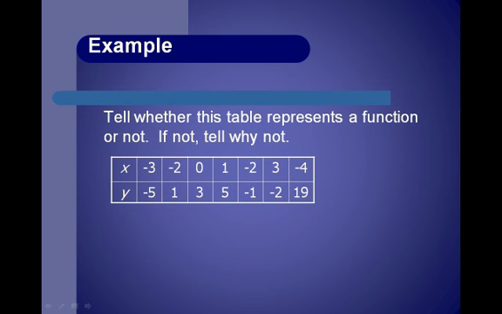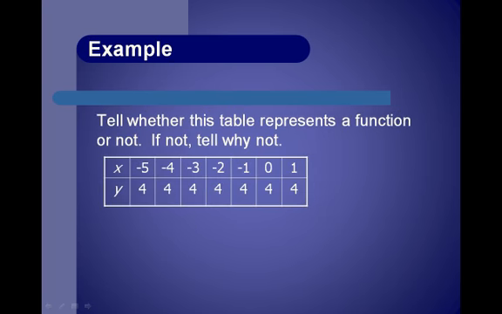Well, you notice on this one, we actually have the same x value repeated twice. The first time the x value is negative 2, the y value is 1. The second time the x value is negative 2, the y value is negative 1. Therefore, this one is not a function because the x value negative 2 had two different y values.